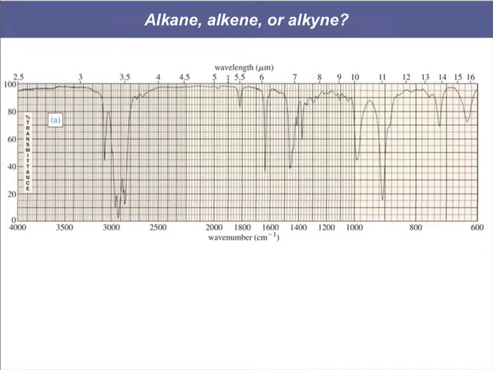We don't see our peak a little bit below 2200, which you would expect for an alkyne. And we don't see anything up at 3300, which you'd expect from an sp hybridized carbon hydrogen. But we do have the sp2 hybridized carbon hydrogen bond here at 3100, and we have a carbon-carbon double bond a little bit above 1600. So this is an alkene.